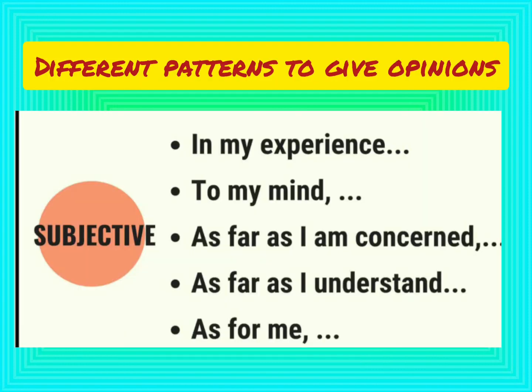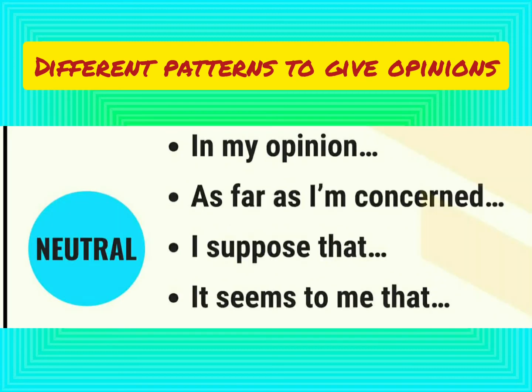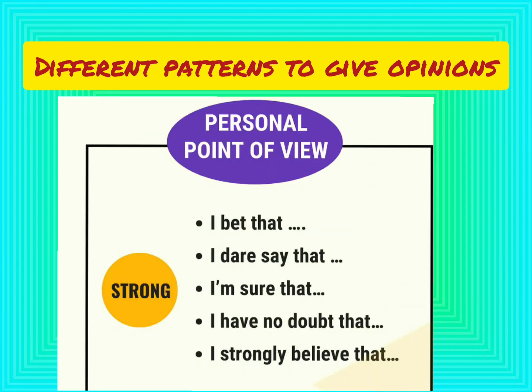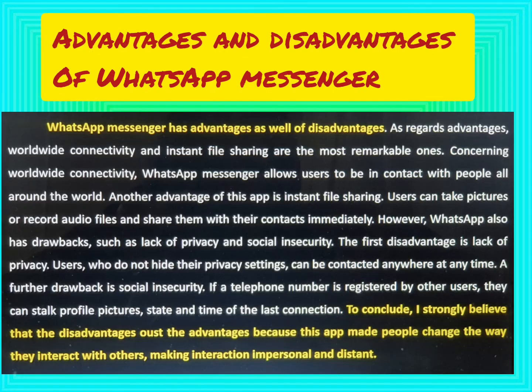There are different ways to give opinions. In my experience, to my mind, as far as I am concerned, as far as I understand, as for me, in my opinion, I suppose that, it seems to me that. These are subjective and neutral ways. And you can also say, I bet that, which is strong, I dare say, I'm sure that, I have no doubt, I strongly believe that, when you are sure about something. So you can use one of these expressions.